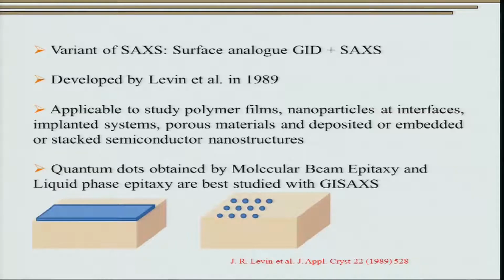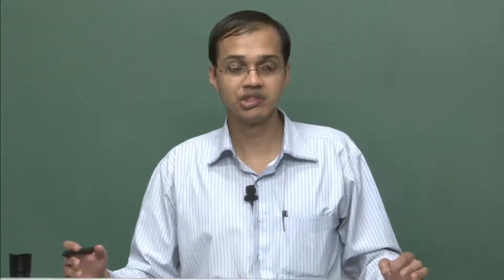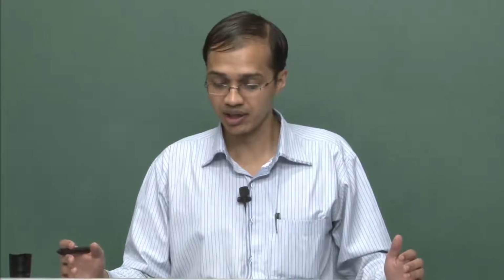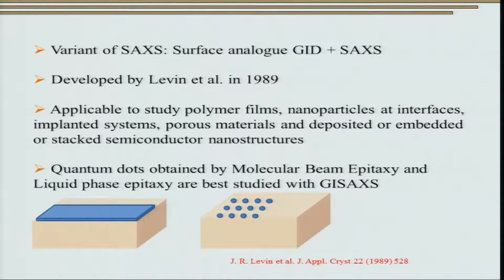because it is essentially applicable to study polymer films, nanoparticles at interfaces, implanted systems, porous materials, and deposited, embedded or stacked semiconductor nanostructures. So, you can see the tremendous implication that GISAXS offers for characterization, not only pertaining to semiconductor materials characterization, but also for surface related issues like surface chemistry as well as catalysis. Another important aspect that has been investigated extensively using GISAXS has been quantum dots, which have been obtained by state of the art processing techniques like molecular beam epitaxy and liquid beam epitaxy.